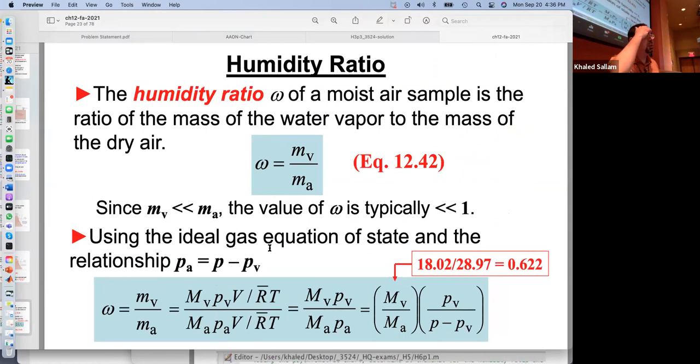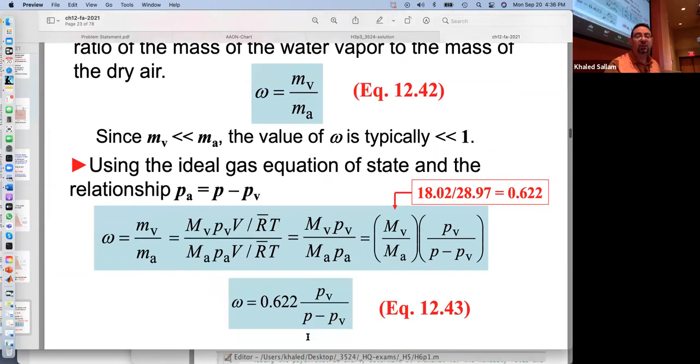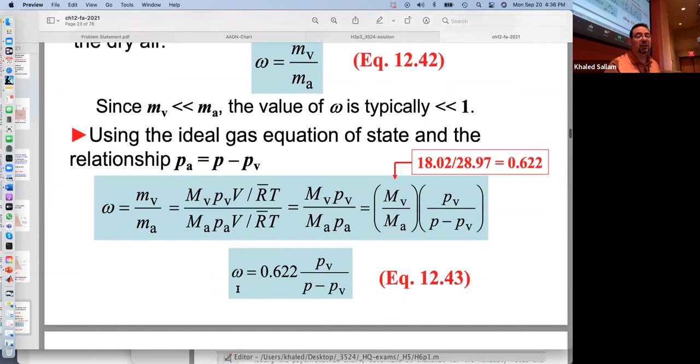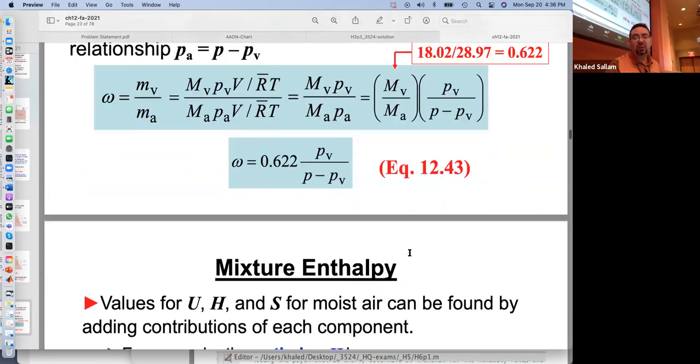So phi is relative humidity and omega is humidity ratio. And it's how many kilograms of water per kilogram of dry air that you carry. And through this equation, we figured there is a relation between omega and P vapor. If you know the vapor pressure, you know omega. If you know omega, you know vapor pressure. Okay? And you can see how we talked about that derivation now.